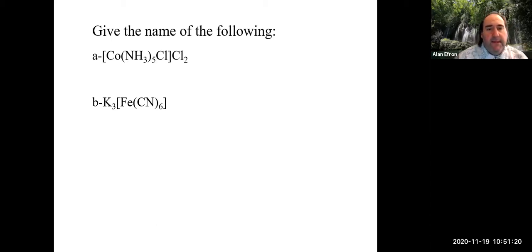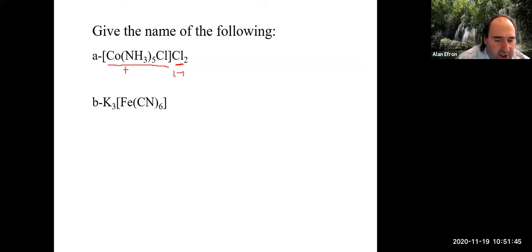Okay, so let's take a look. We're going to do some names here. Again, looking at the first one, we see our bracketed guy here with our transition metal. There comes first, so that's going to tell us we're dealing with a positive complex ion. This is going to be our negative counter ion. So we do want to dissect what we've got going on.